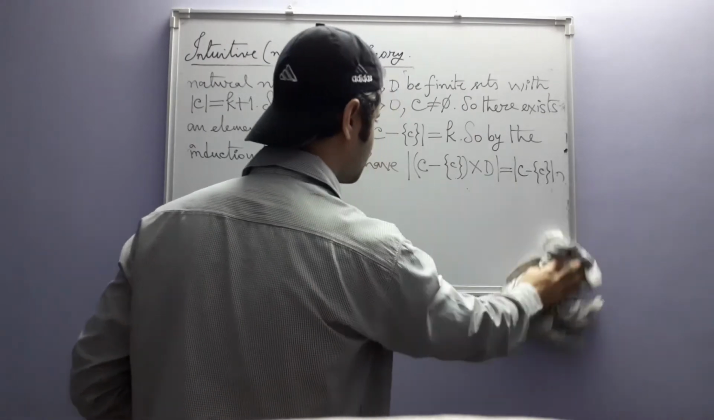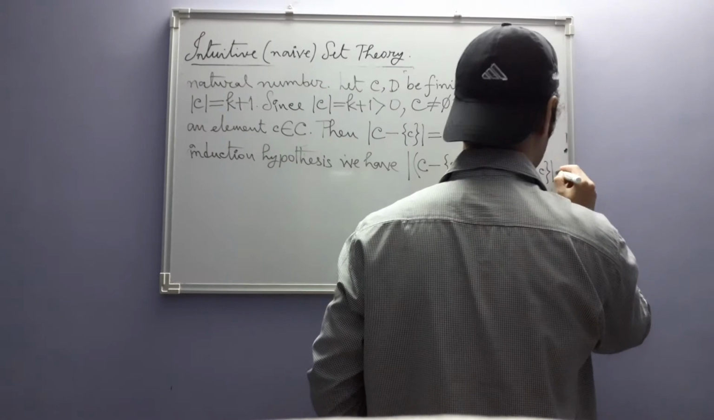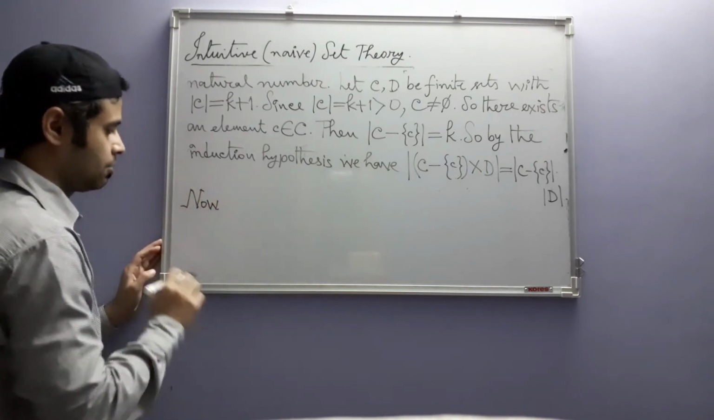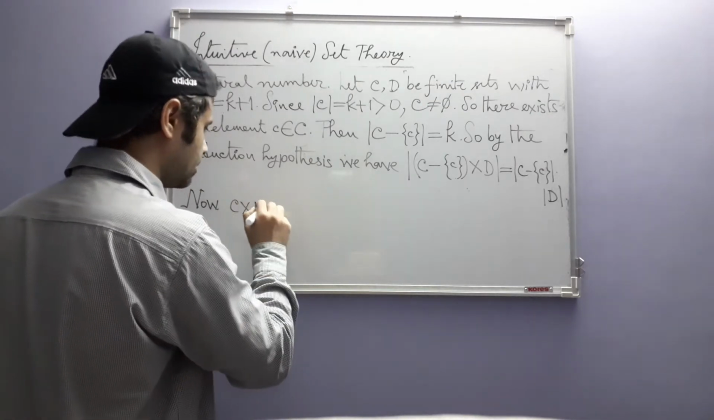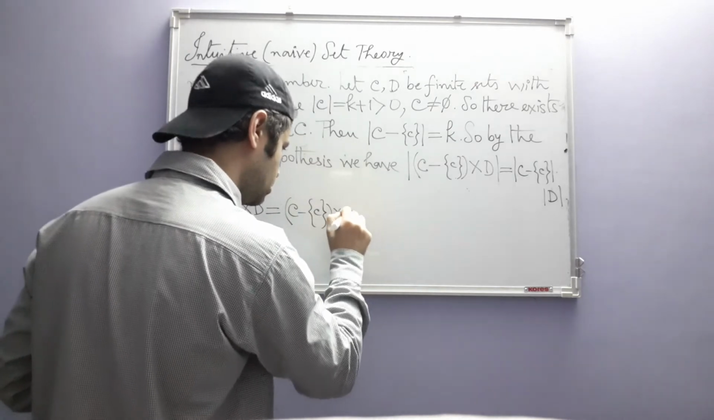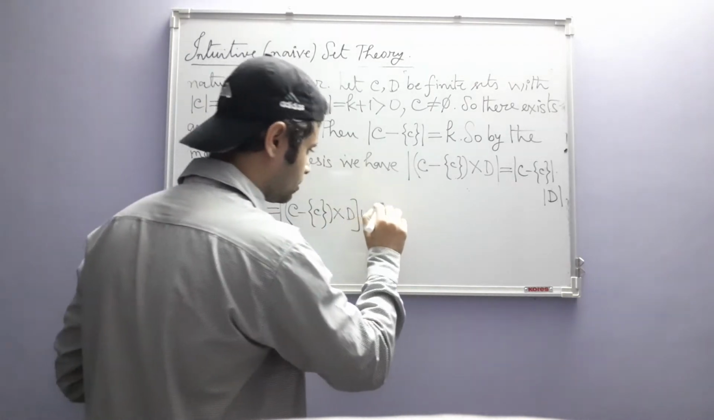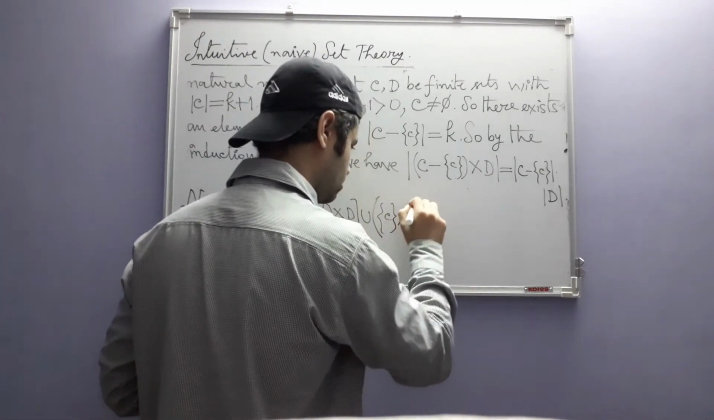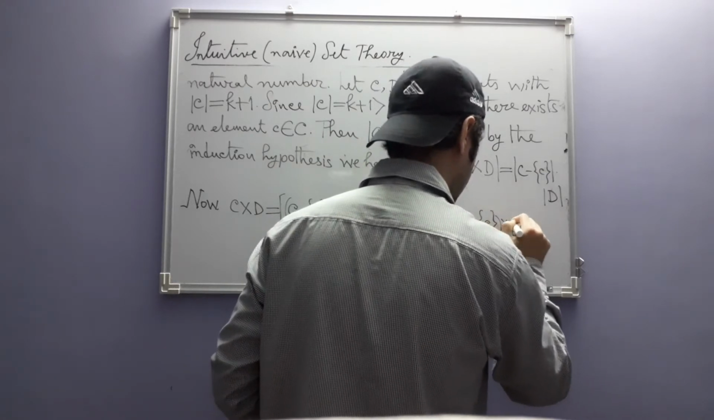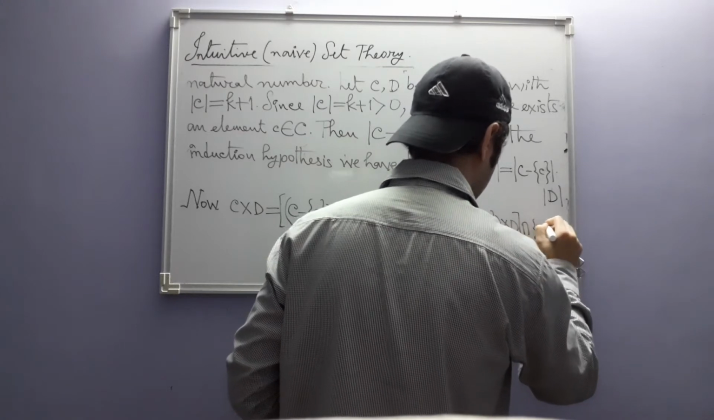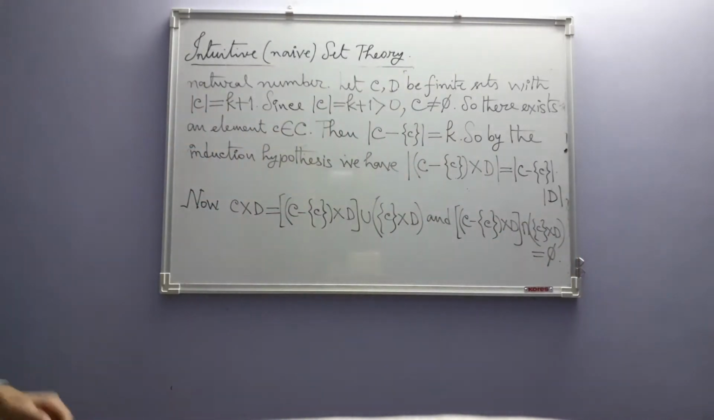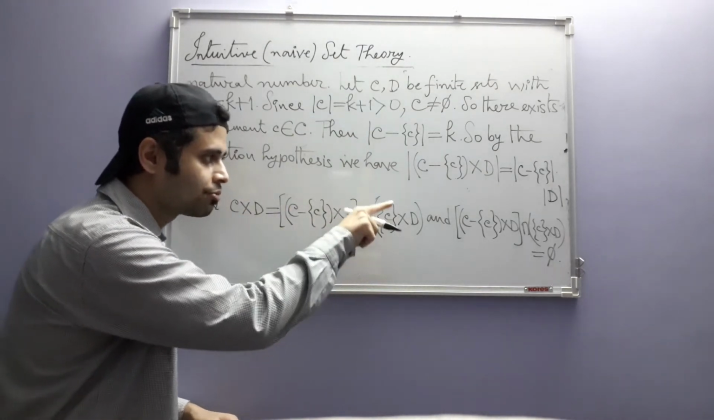So based on this small analysis, we can write now C cross D is equal to (C minus c) cross D union {c} cross D, and (C minus c) cross D intersection {c} cross D is equal to the empty set, which means that C cross D is a union of two disjoint sets.